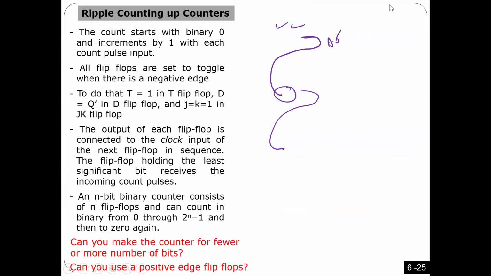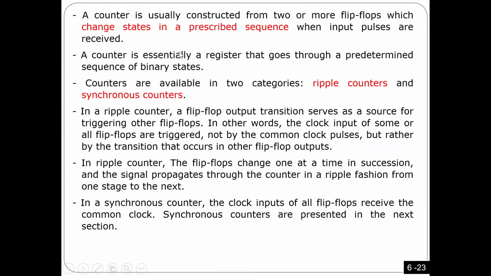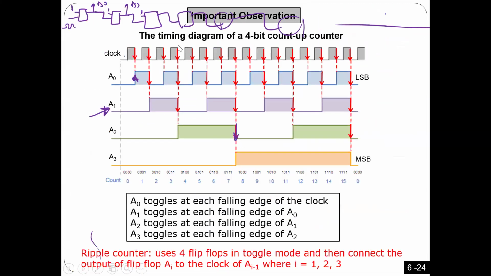So again, if I ask a question in the exam, I'm not gonna make it hard. I'm gonna make it only count up, not count down. Same thing, I will ask you to draw a circuit. If there is no timing diagram or anything, I will just ask you to draw a circuit of a 3-bit ripple counter, or synchronous counter when I explain it next time.